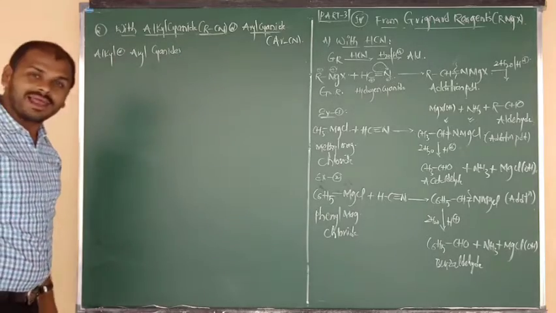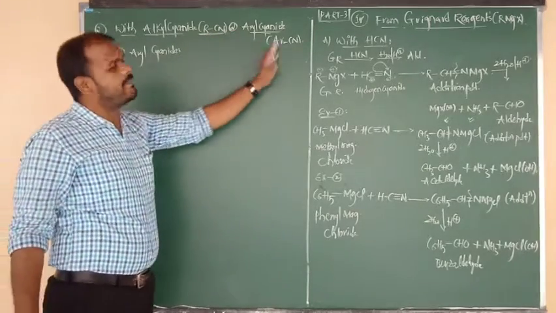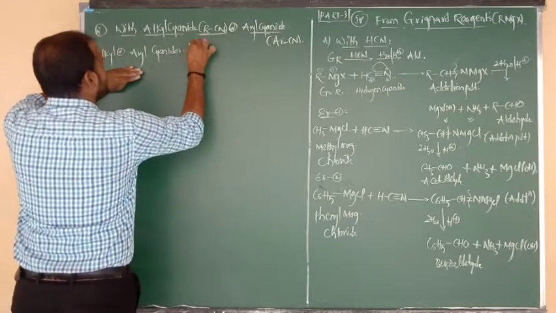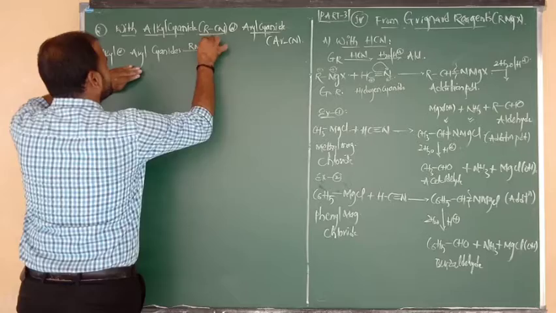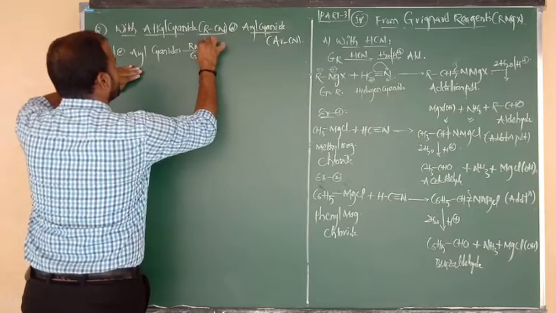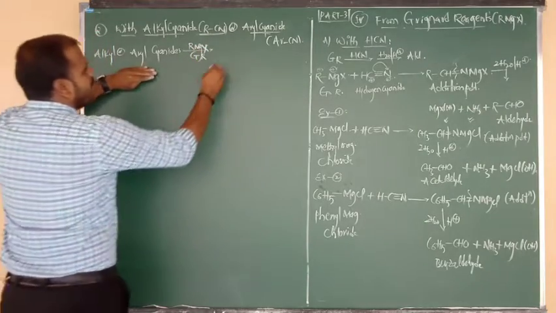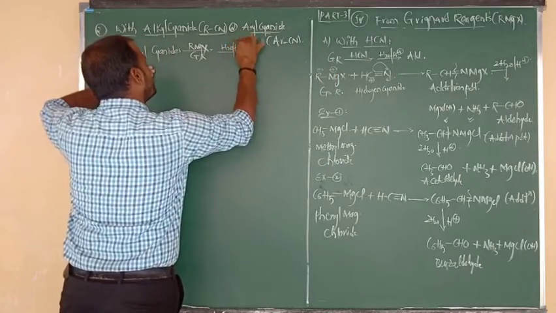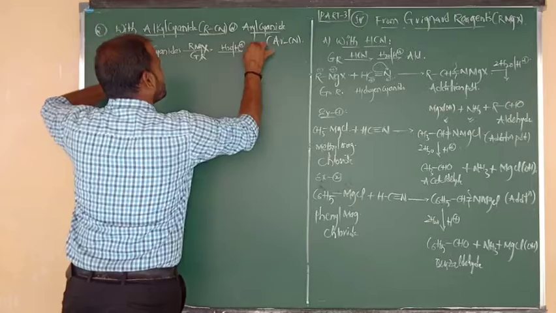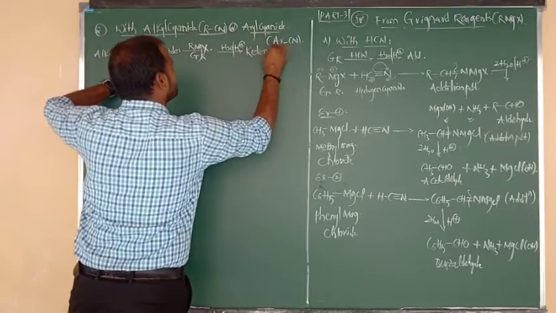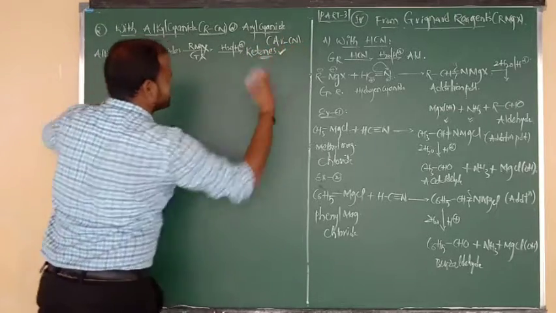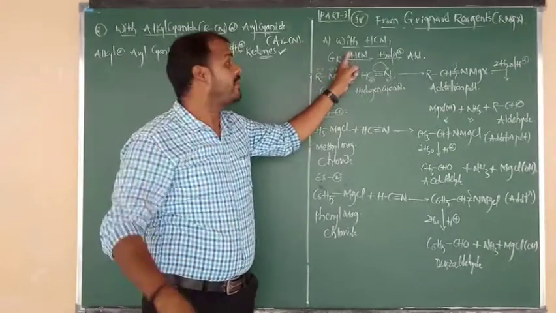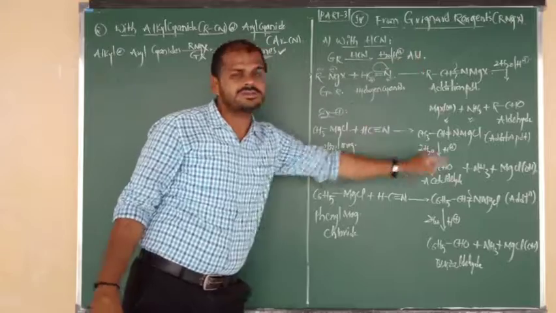Alkyl or aryl cyanides, maybe RCN, maybe benzene CN, undergo reaction with what? Grignard reagent, nothing but RMgX is Grignard reagent, followed by hydrolysis in acidic medium. What is the product we are going to get? Ketones. So, statement: Grignard reagents on reaction with hydrogen cyanide and followed by hydrolysis give aldehydes.